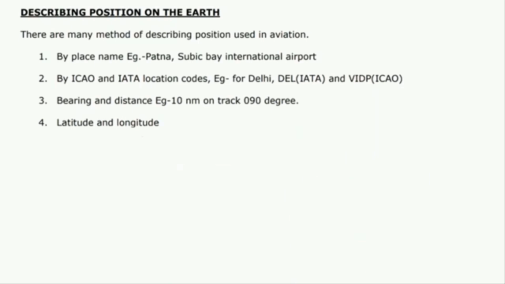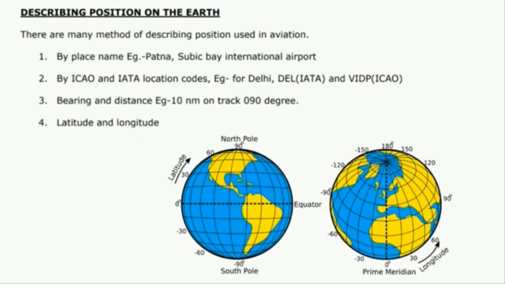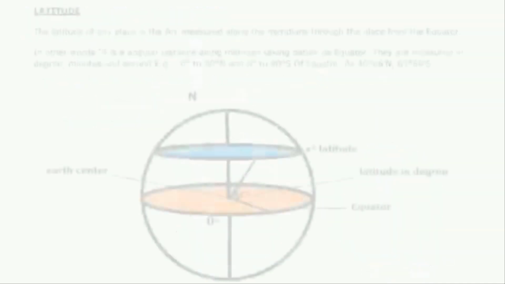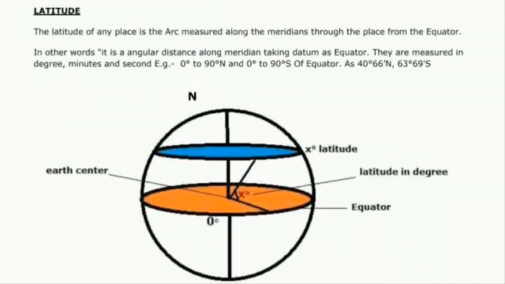And number 4, that is very important, latitude and longitude. For latitude and longitude, we will study detail about that. It is widely used in air navigation. Latitude. The latitude of any place is the arc measured along the meridian through the place from equator.